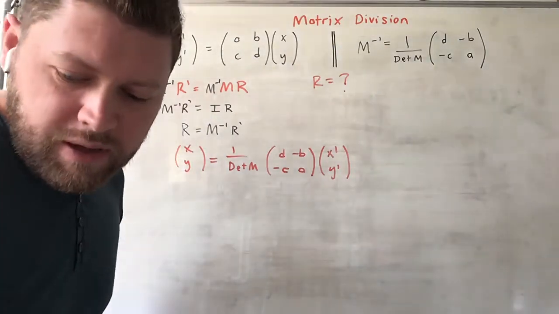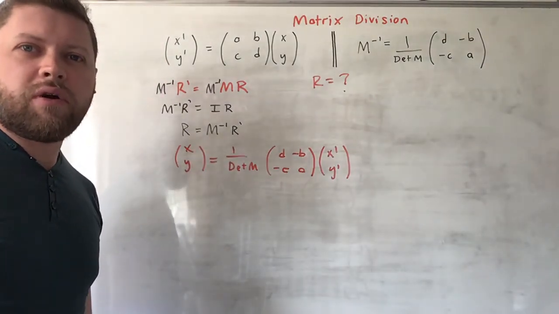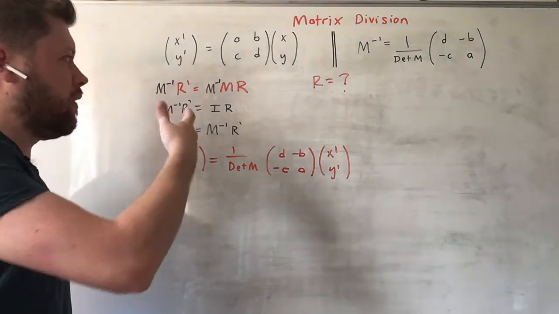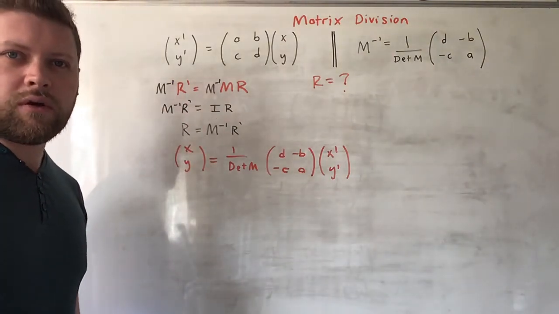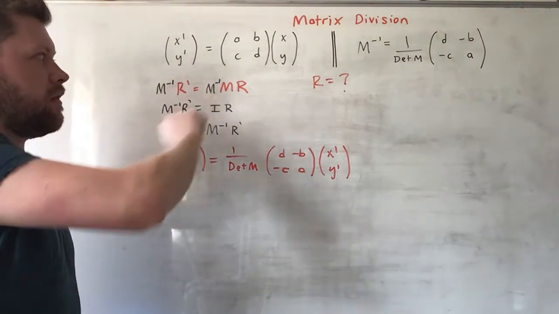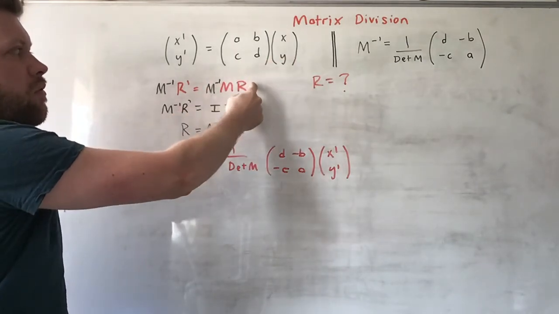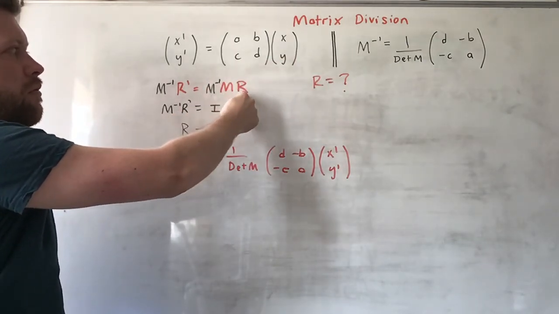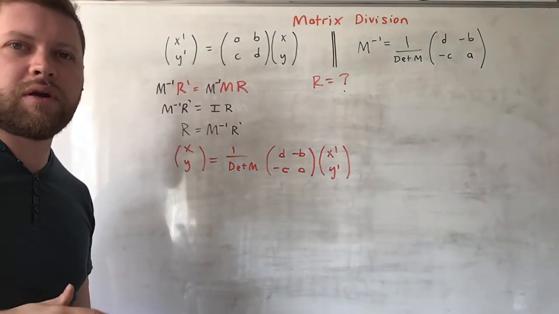So you can think about matrix division in terms of multiplying by the inverse relevant to your equation, the inverse transformation matrix in this case. But you must be careful to multiply it on the correct side. If you multiply M inverse on this side instead, it would be operating on R and not on M. So you've got to be careful about how this is done.